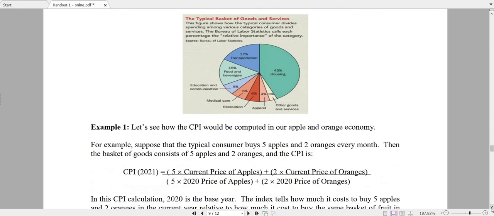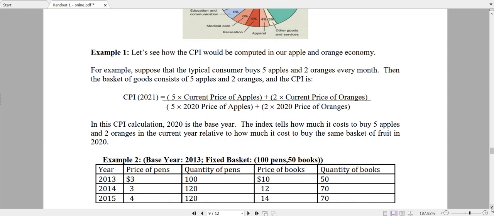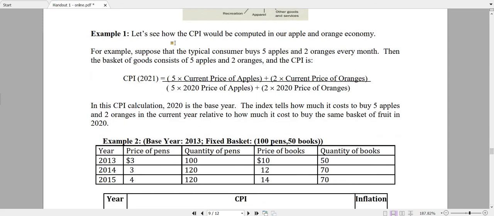But we are going to assume a much simpler basket. Let's just go over a simple example, which will help you to see how inflation can be computed using the CPI index. Here we're assuming a simple example where only apples and oranges are being produced, and we are making this assumption that a typical consumer consumes 5 apples and 2 oranges every month. So our basket contains only 2 goods, which are 5 apples and 2 oranges.